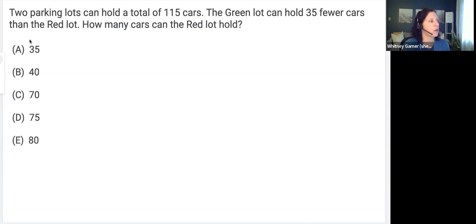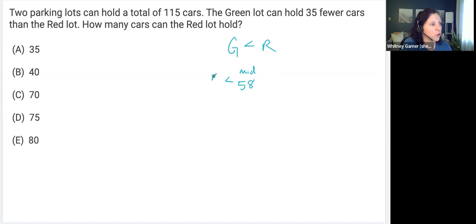Okay. I know that the green lot is smaller than the red lot. So a half of 115, well, a half of 120 is like 60. So let's say 57, 58, somewhere in there. Notice that 60 is close enough. It's a good benchmark. We're going to talk about benchmarking. So my midpoint is about, let's call it 58, 59.